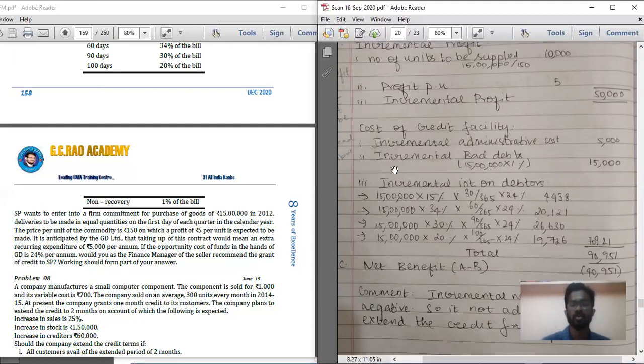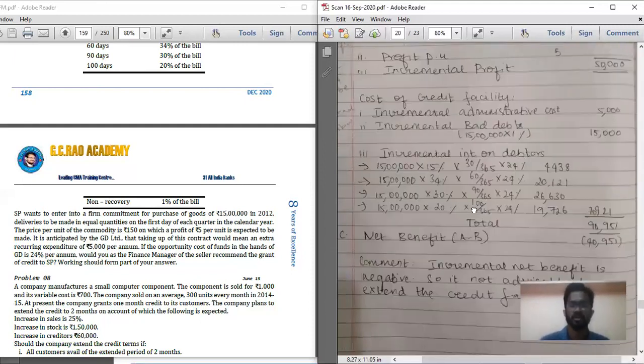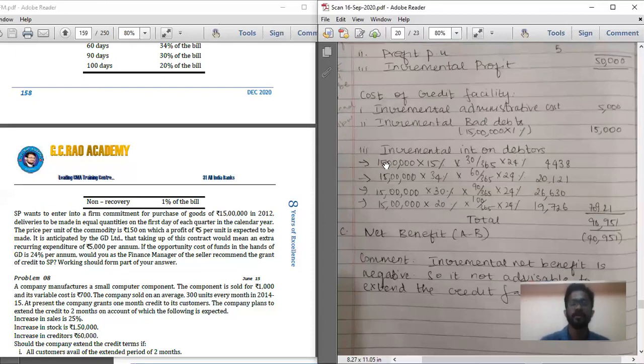Small Roman number 2, incremental bad debts. Here itself, they have mentioned that non-recovery is 1% of the bill. So, below that, open a bracket, 15 lakhs into 1%. Outer amount column record 15,000. Below that, small Roman number 3.